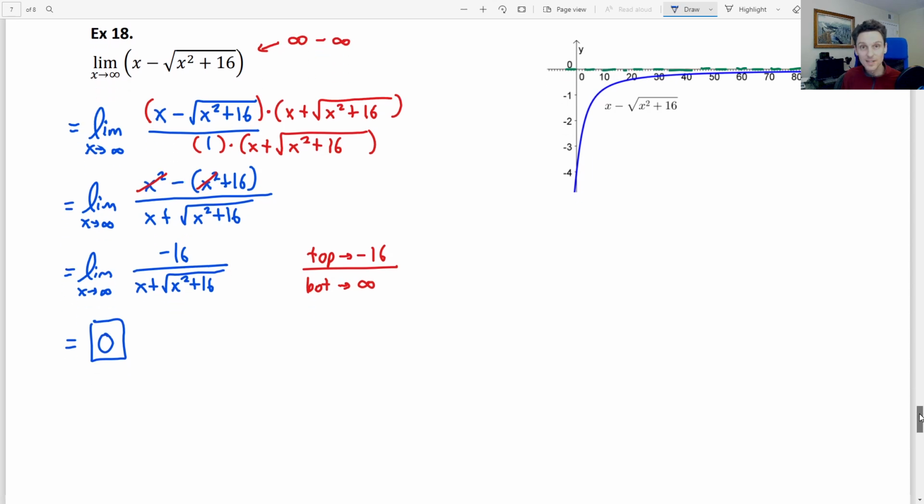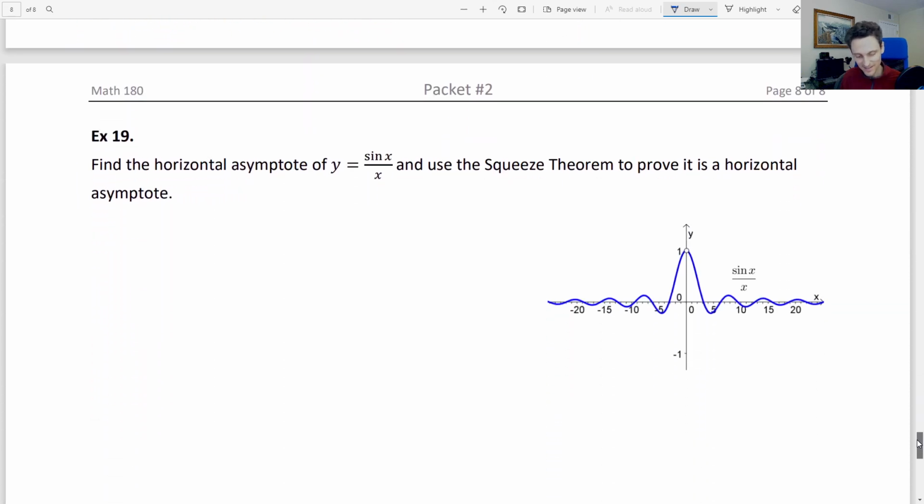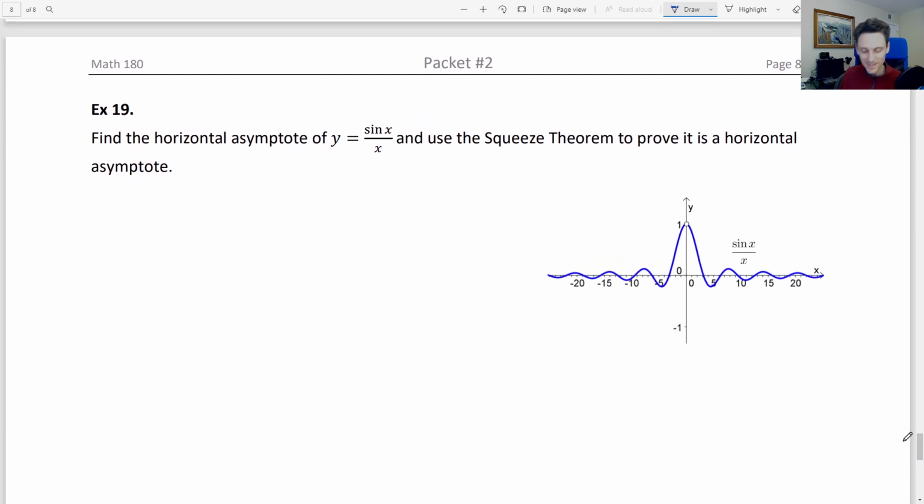Okay, well, this has been a long packet, and you're probably happy to come to the last example. It's 1 a.m. when I'm recording this right now. So I'm kind of happy to be getting to this last example too.